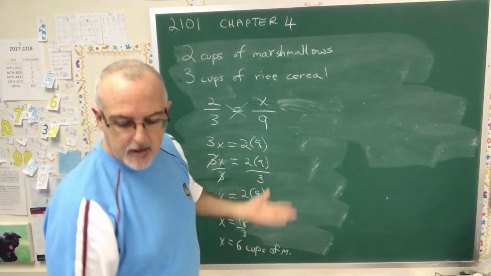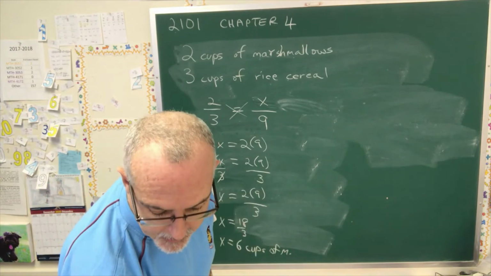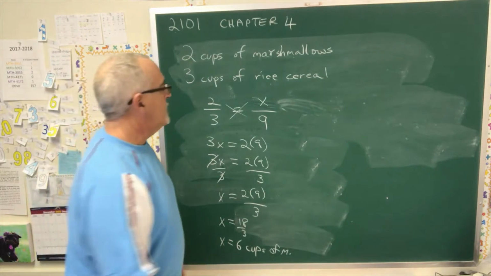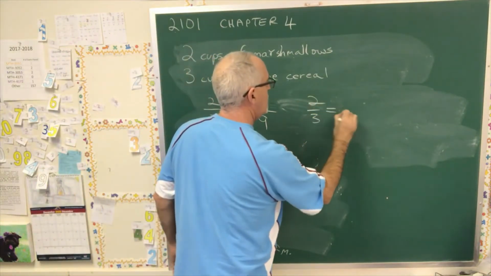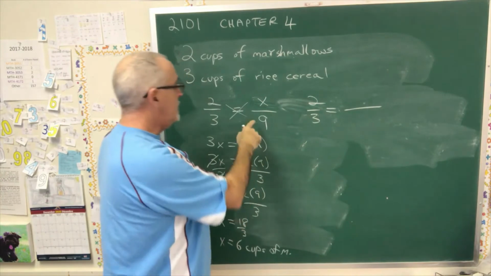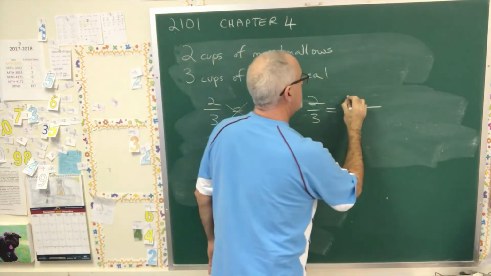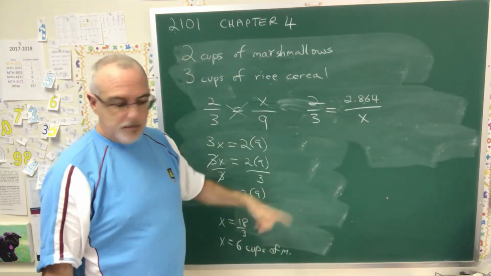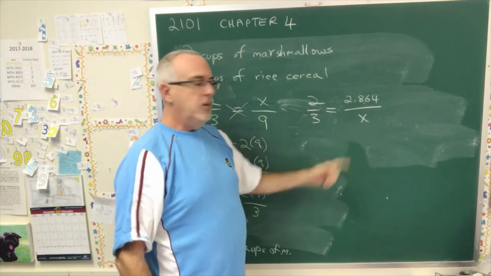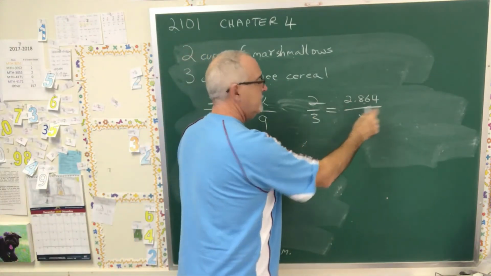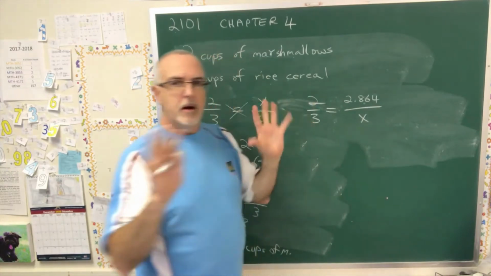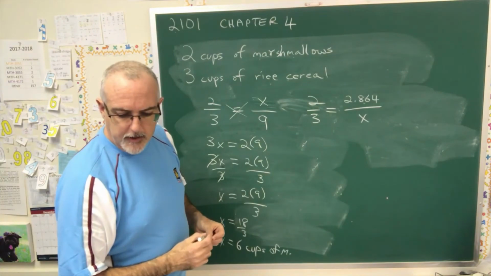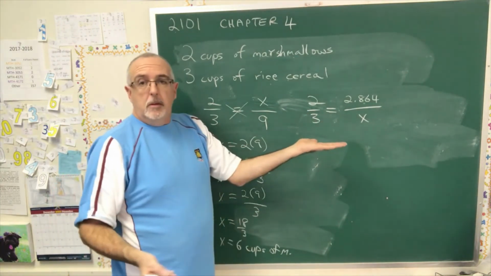What if you have a more complicated number to deal with and it's a little harder to do it in your head? What if we have 2.864 cups of marshmallows? I said 9 cups of rice cereal. No, it's marshmallows. 2.864. So we have to figure out how many cups of Rice Krispies. Not so easy to do it in our head this time. What do I have to multiply 2 by to get 2.864? And then multiply 3 by that number. I don't know if I'm comfortable with doing this in my head. I know a lot of students who wouldn't be comfortable with it. So we're going to solve it with cross multiplication.